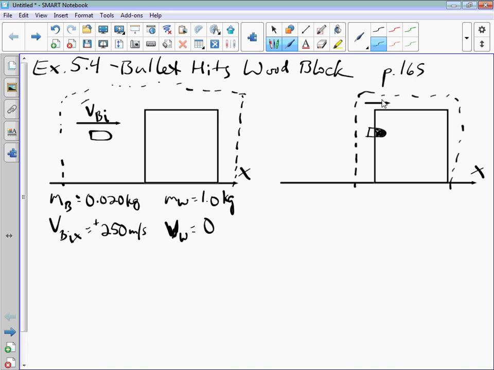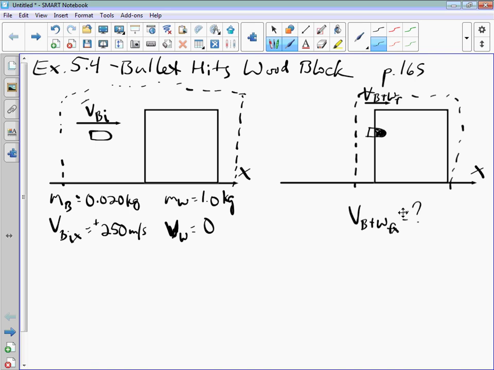Afterwards, we've got our velocity of bullet plus wood final. What we're wondering about is what that is. Velocity of our bullet plus our wood final in the X direction. That's a lot of abbreviating.